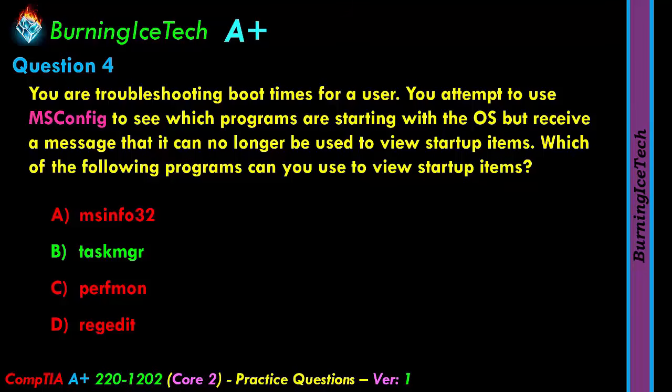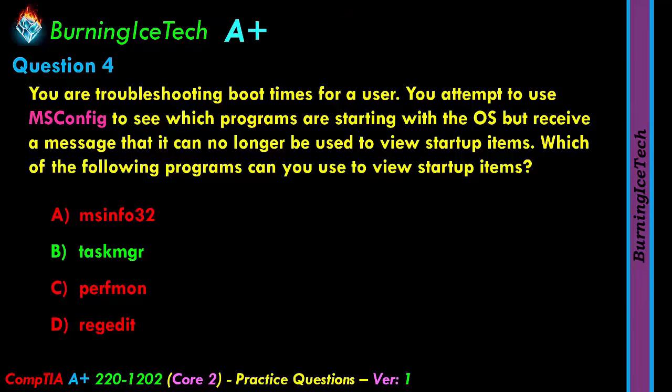Answer C will launch something called Performance Monitor, which uses what we call counters. You can go and monitor various things on your machine, similar to Task Manager, but it does not have the startup items thing that you're looking for. Answer D is going to open your computer's registry, if you know what the registry is. That's got nothing to do with this question.